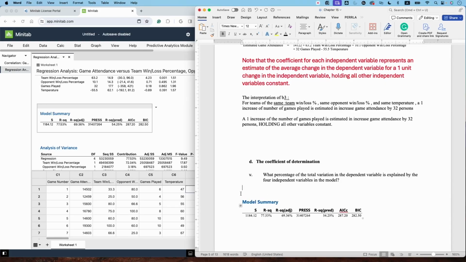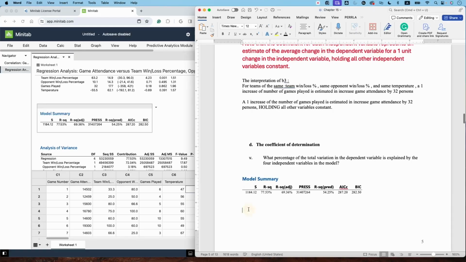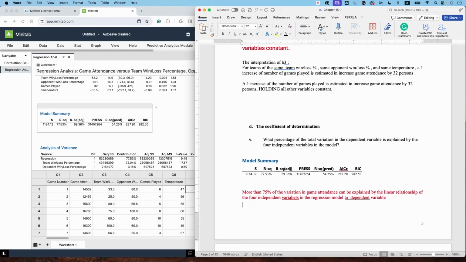But we have to stop here and talk about something, because this is important now. So the R squared, we have 77.5. So we can say more than 75% of the variation in game attendance can be explained by the linear relationship of the 4 independent variables in the regression model to the dependent variable. Okay, so you have 75% of the variation in the game attendance explained by the linear relationship.